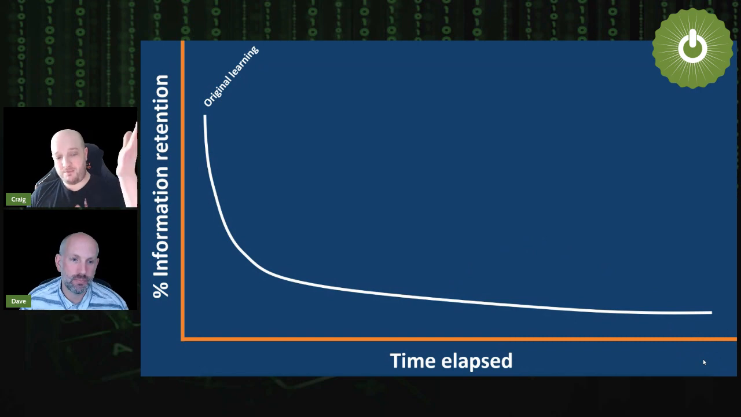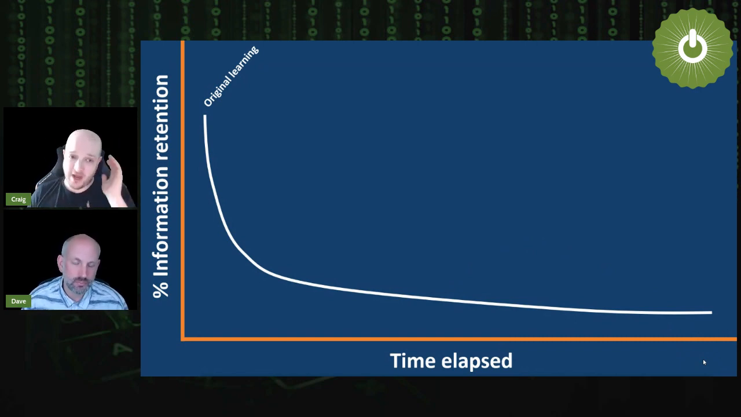Okay, so a simple graph then. We've got the information retention on the left and time elapsed on the bottom. You get taught the information, and at the point you get taught it, it's freshest in your mind. And then very quickly, we lose a lot of that information.